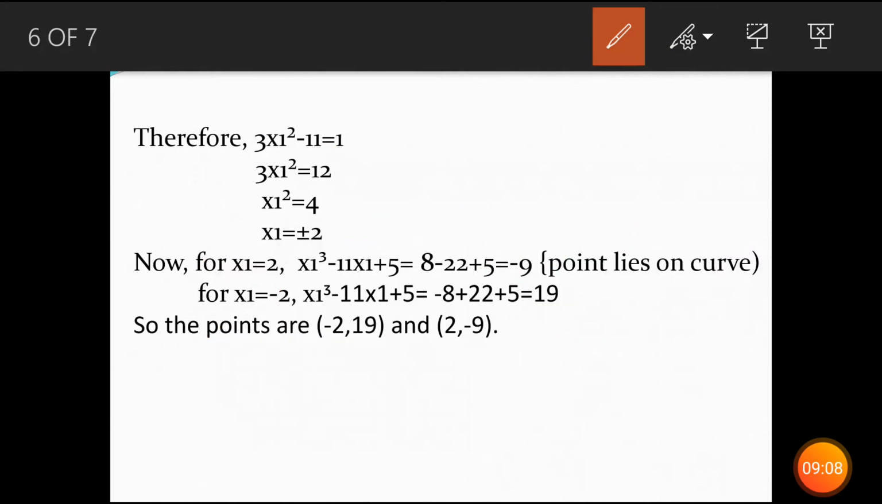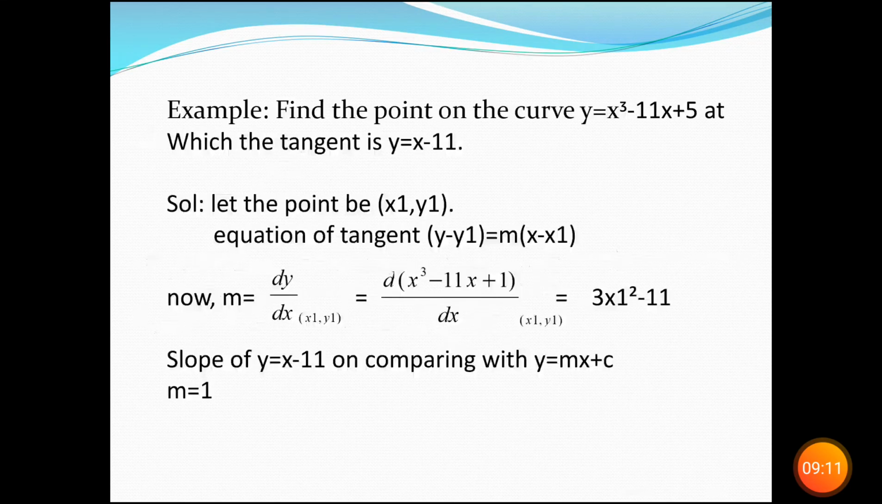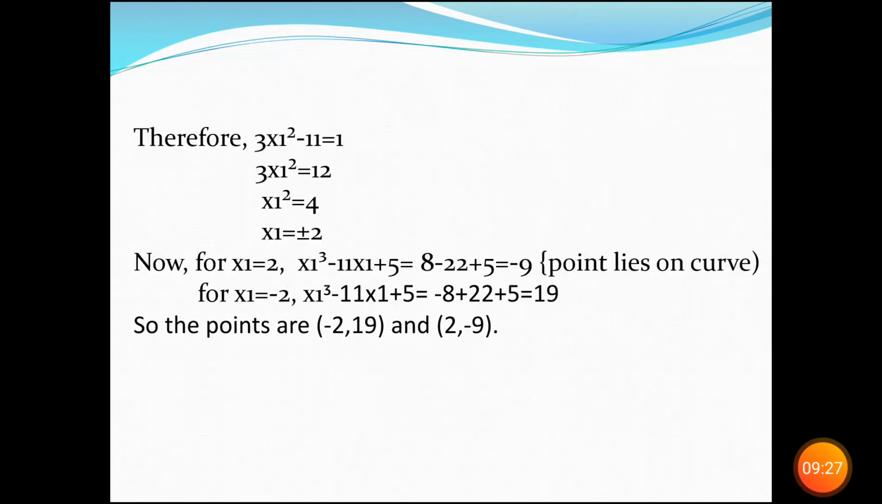Here you can see what was the curve. That was the curve y equals to x cube minus 11x plus 5, at which the tangent is this. So we have to find out the point on the curve at which the tangent is this. So this tangent we can find at 2 points. If we draw, we can find 2 tangents at these different points, minus 2, 19, and 2, minus 9. So just go through these examples, try to draw the geometry of them, and then only you can finalize whether you got the point or not.